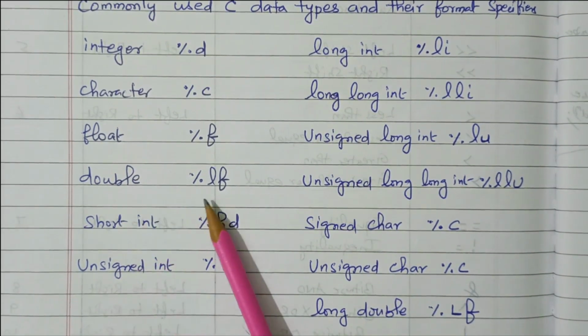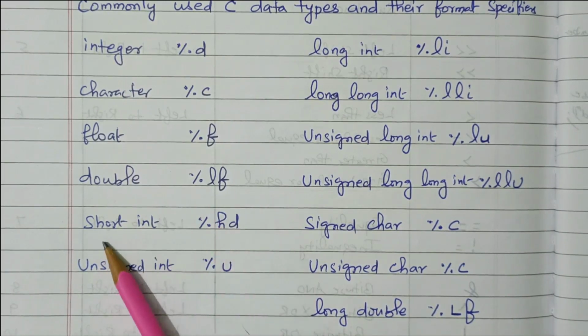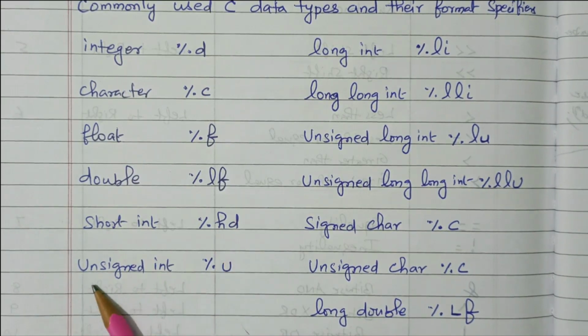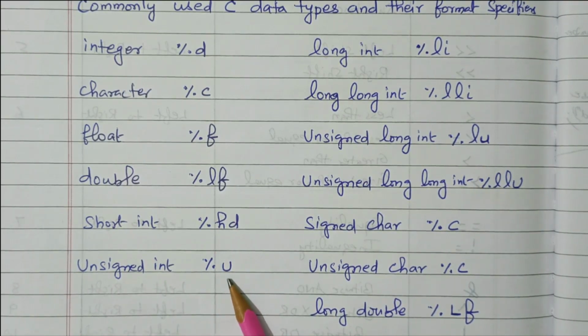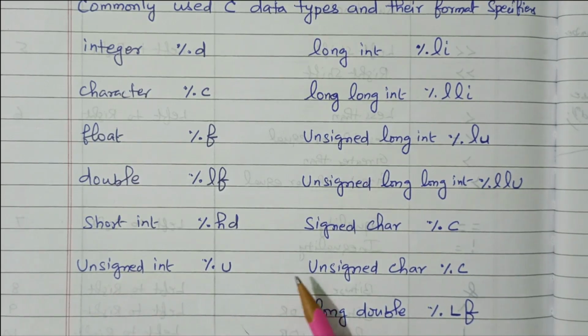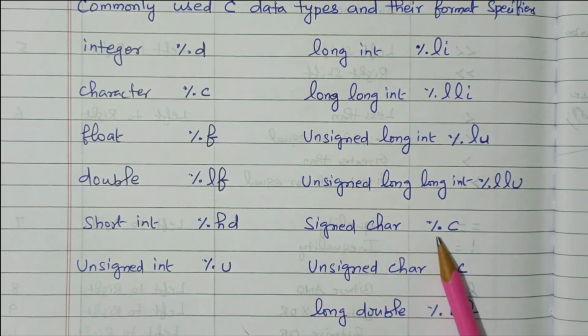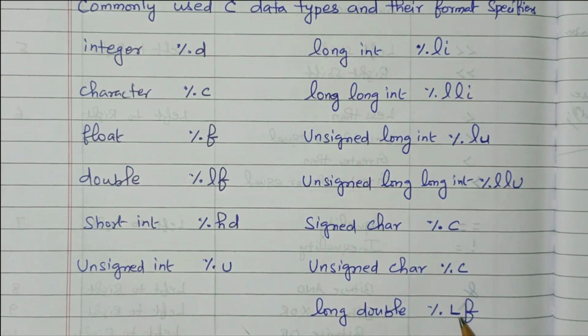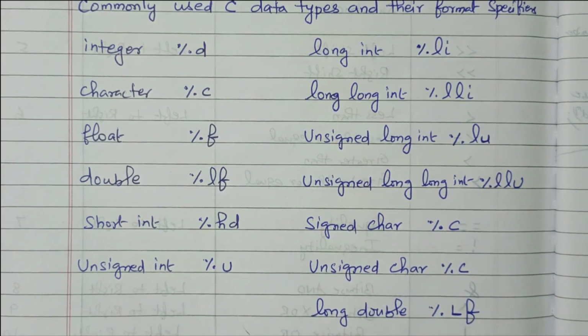Double %lf. Short integer %hd, h refers to short integer. Unsigned integer %u. Normal integer means %d, unsigned integer means %u. Then signed character %c, unsigned character that is also %c. Long double %Lf. We already discussed long and double separately. So in this video we discussed the formatted input and output.